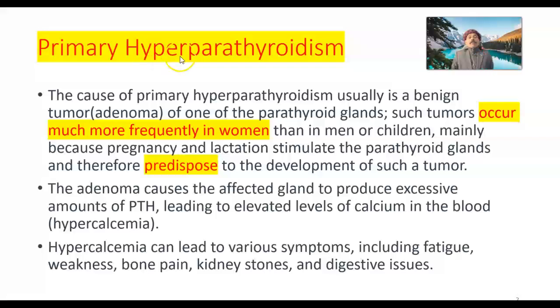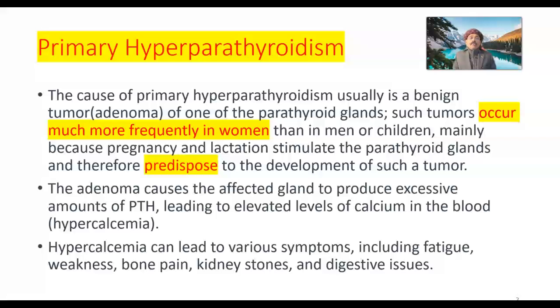Primary hyperparathyroidism. The cause of primary hyperparathyroidism is usually a benign tumor, adenoma of one of the parathyroid glands. It may be parathyroid hyperplasia on rare occasion, around 5% cases. About 1% cases it may be a cancer of one of the parathyroid gland. So common cause is benign adenoma.